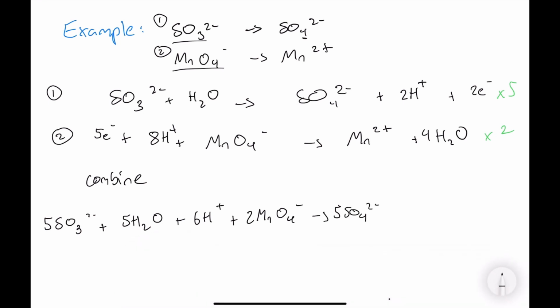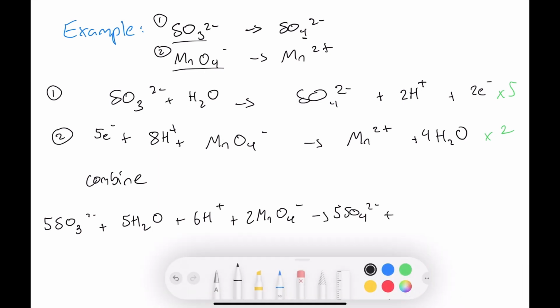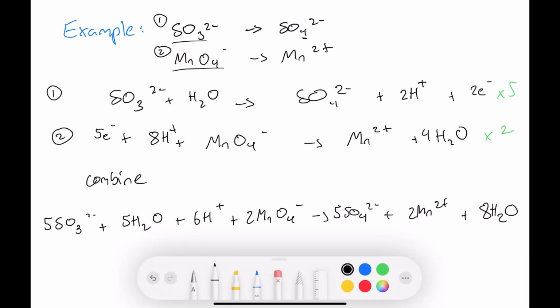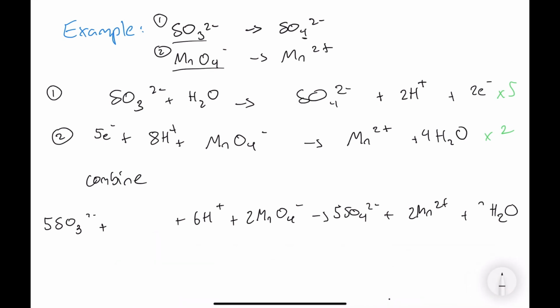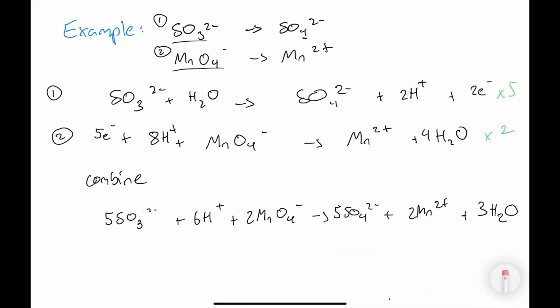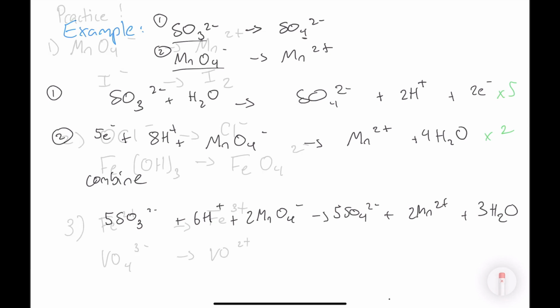5SO4 2 minus plus 2 Mn 2 plus and 8 waters. Oh, again, you also have to cancel out the water, so this will be canceled out. Have 3. There, that's the full redox equation. It is quite a lot of steps to go through, but just keep practicing and practicing, and then it'll just become second nature.